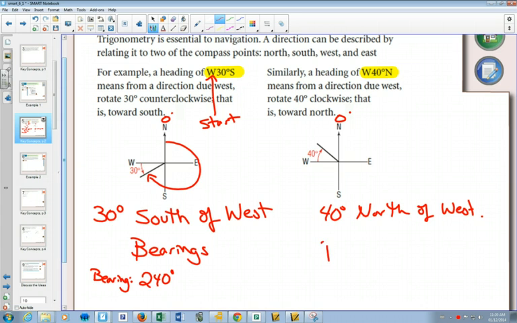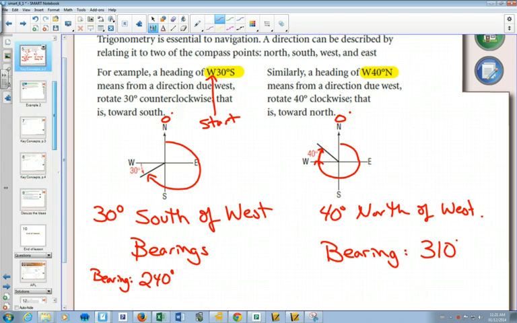What would the bearing be for this one? Oops, all the way up to there. 310 degrees. So if you had a bearing of 310 degrees, depending on the question, you have to be prepared. If the language is this way, or this way, any of those three, you have to know what they're talking about to get the angle correct to start with.